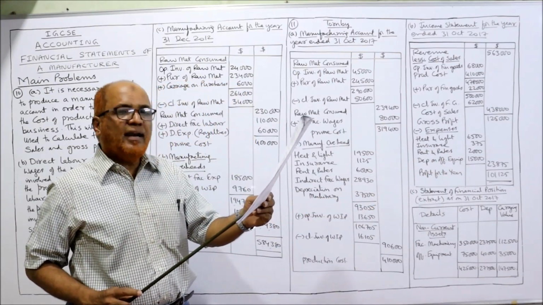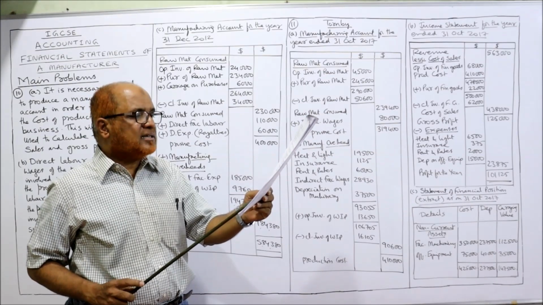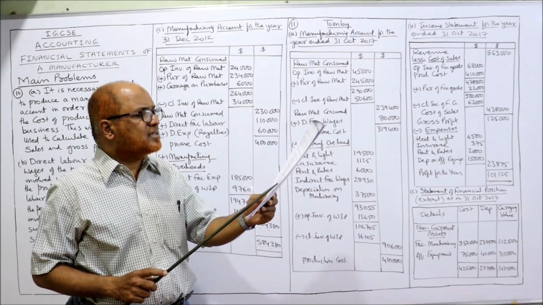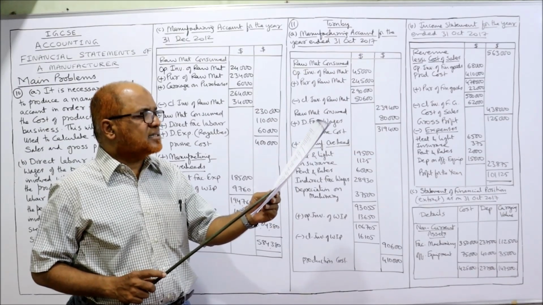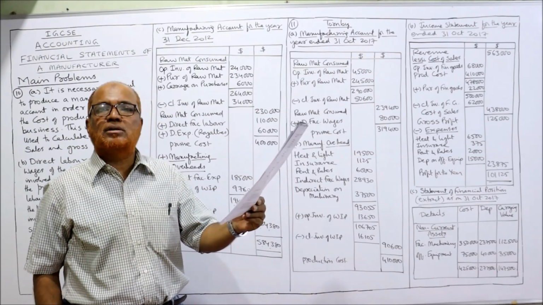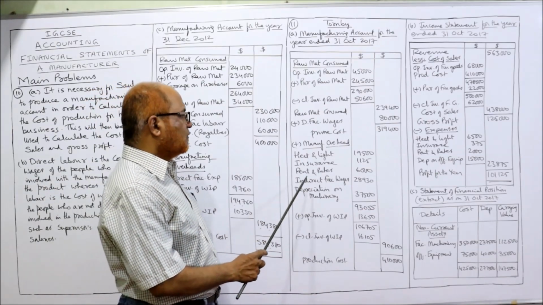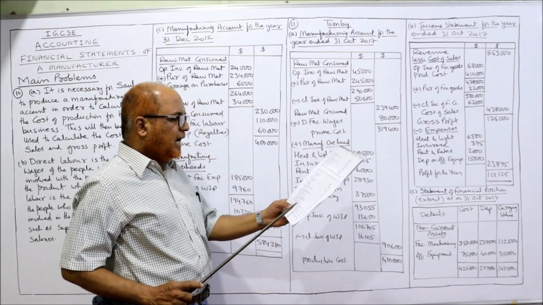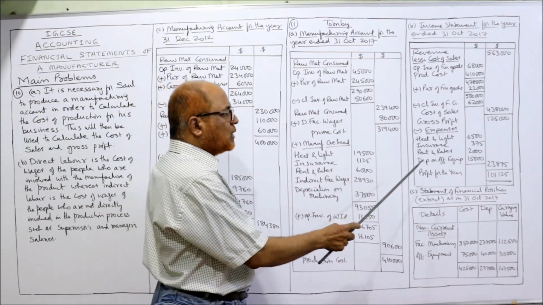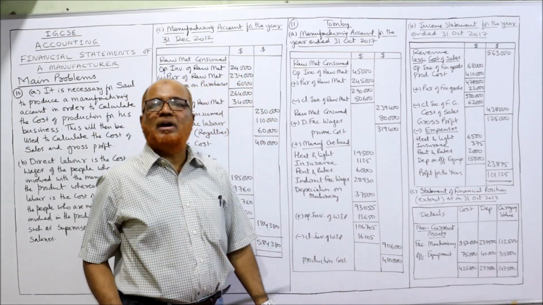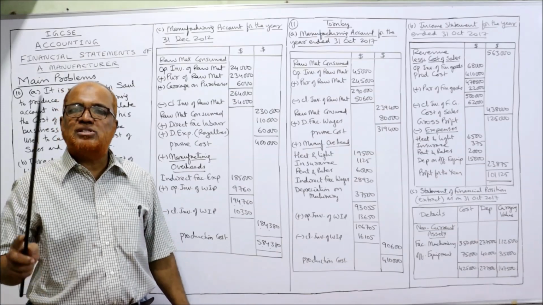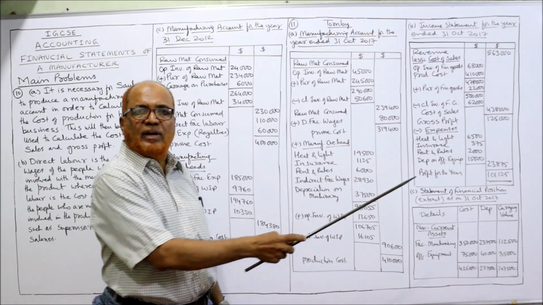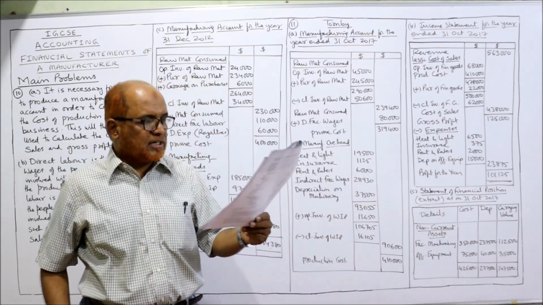Next one, rent and rates. Rent and rates are given in the problem. Where is the rent and rates? Yes, rent and rates are 8,000. 3/4 of 8,000 will be taken, 6,000 here. And 8,000 into 1/4, 2,000 will be taken here. So we have bifurcated these three items. 3/4 we have taken in manufacturing, 1/4 we have taken in income statement.